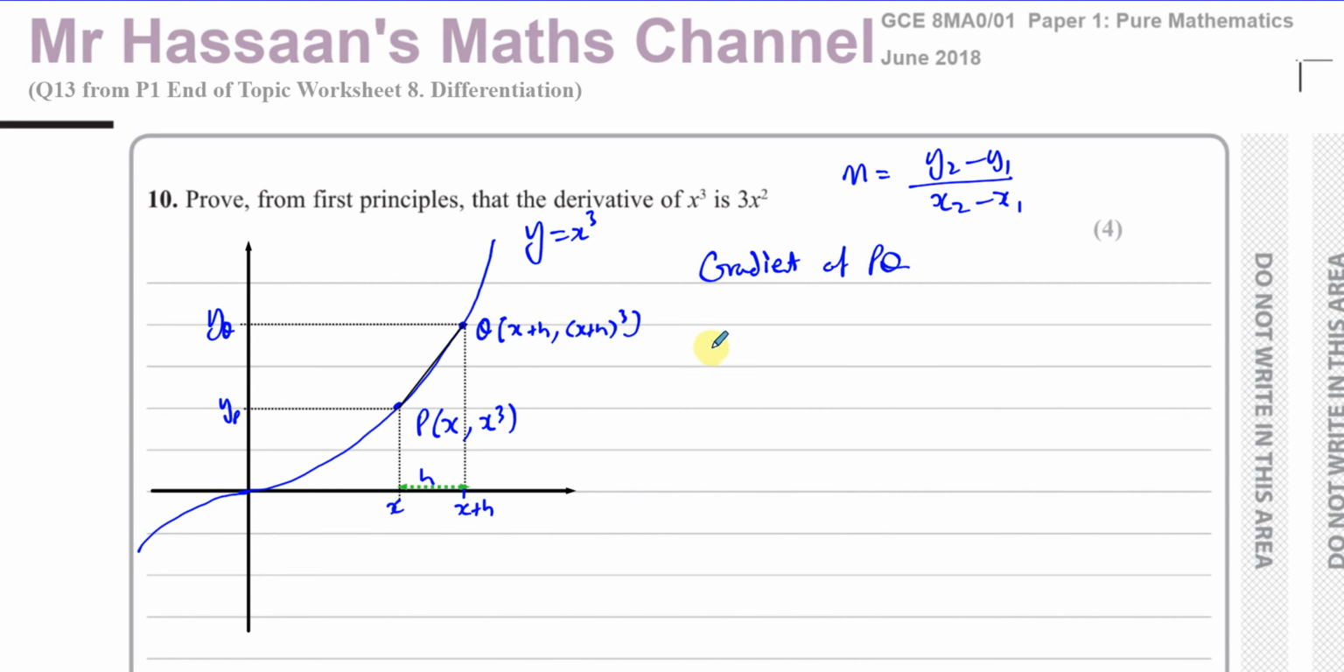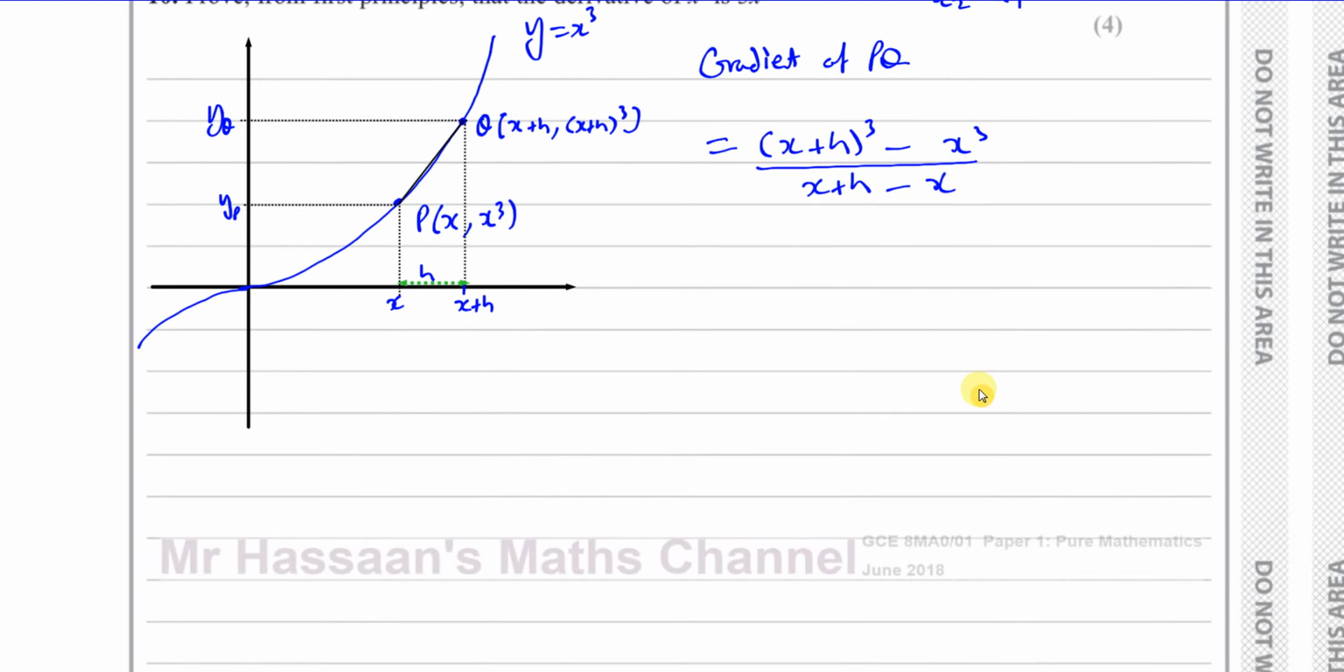So we can say that the gradient of PQ is equal to y2 minus y1, so you have (x plus h) cubed minus x cubed, that's the change in the y coordinates, over the change in the x coordinates, which is x plus h minus x. Okay, so that would be the gradient. I'll write here the gradient of PQ is equal to this.